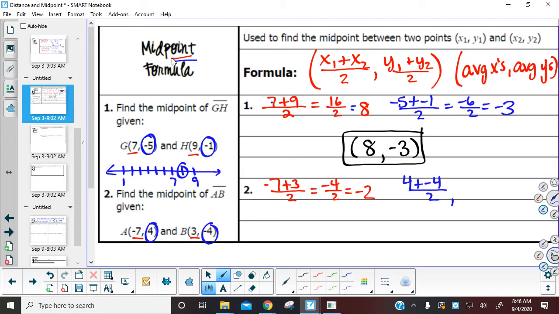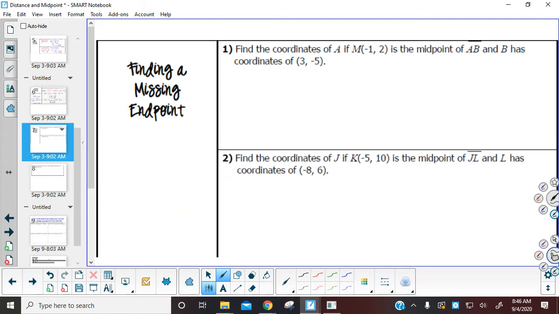So that gives me the 0 divided by 2, which is the 0. So my x value of that midpoint is negative 2. My y value is 0. So again, the midpoint, my answer is a point. For distance, the answer is a numeric number. Okay? This one is a little bit different.